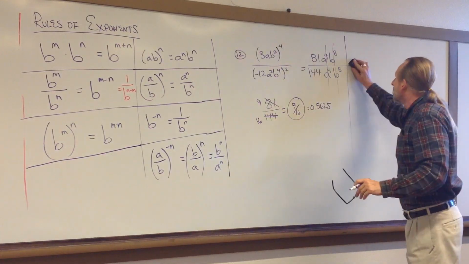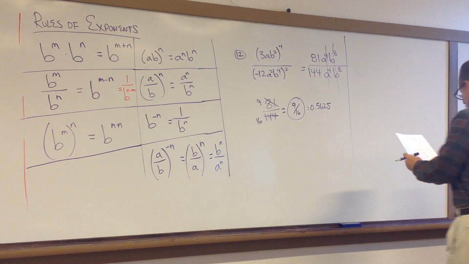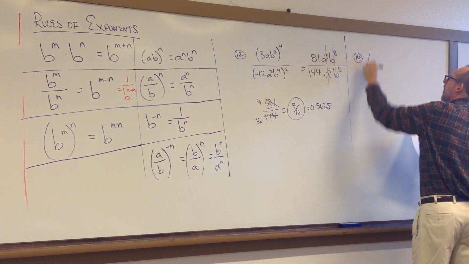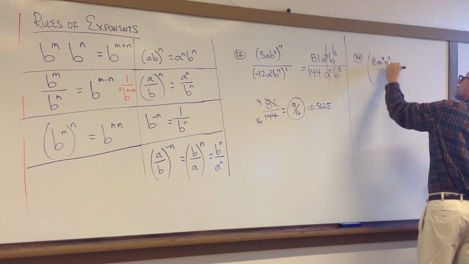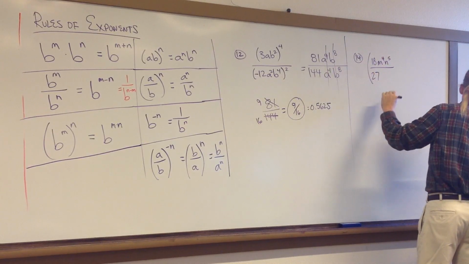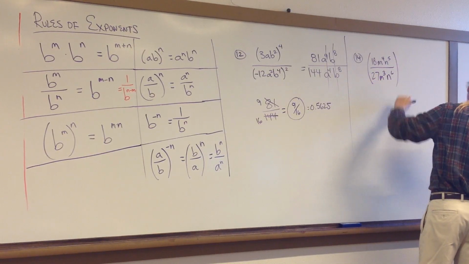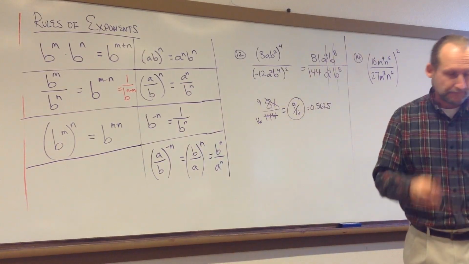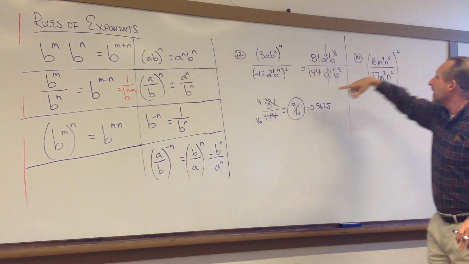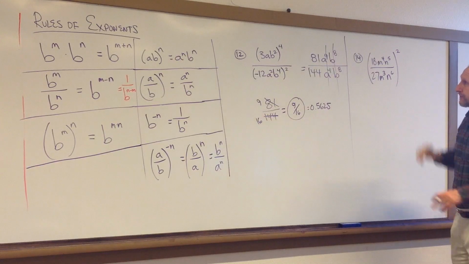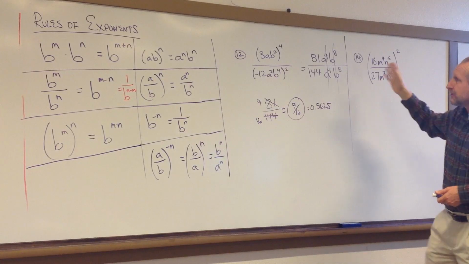Okay. Let's look at problem 14 here. 18 m to the 4th n to the 5th over 27 m cubed n to the 6th, and that's all going to get squared. Okay. Now, in this problem, we could do the same thing we did here, which is apply this exponent first. But because of the way this problem is written, we have an option that we didn't have here.